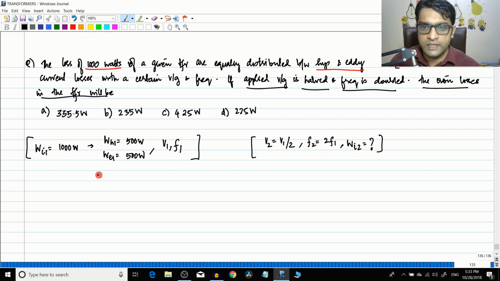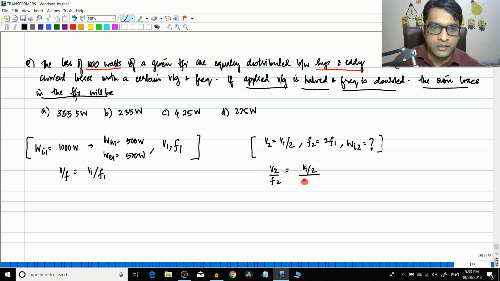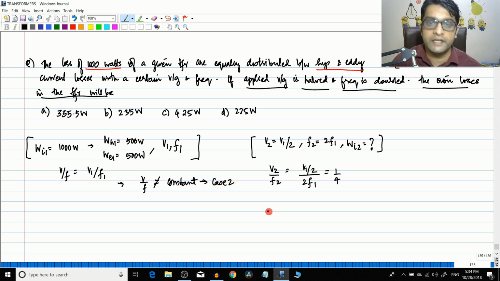If you see the V by F ratio, for the first case it is V1 by F1, and for the second case it is V2 by F2. So this is V1 divided by 2, divided by 2F1, so this value will be equal to 1 by 4 times the original. That means V by F ratio is not a constant value. It means that this problem is coming under case 2.